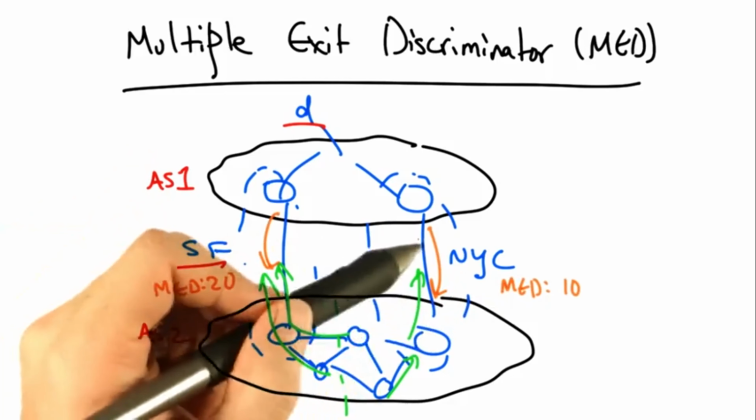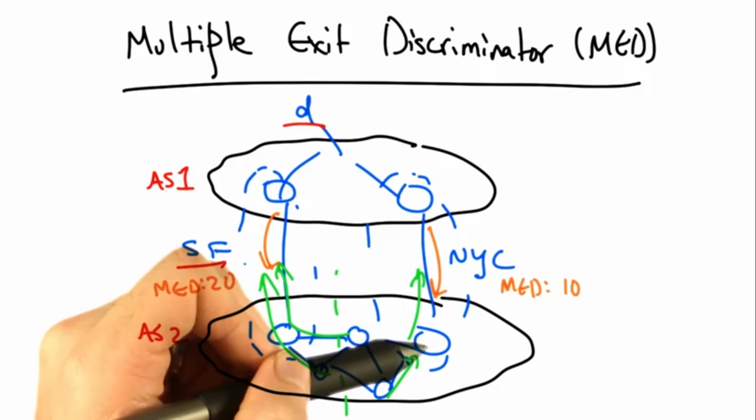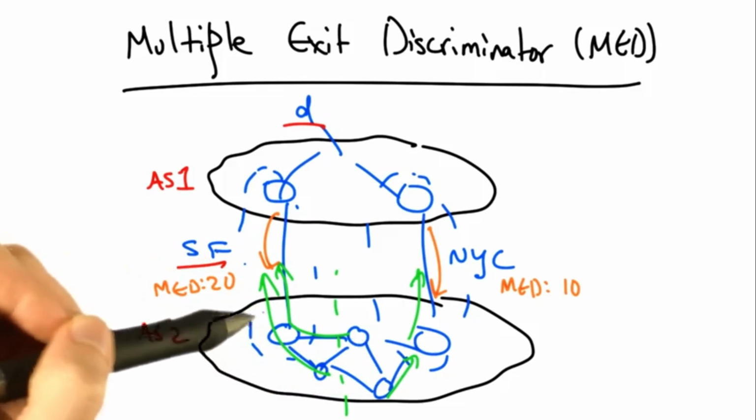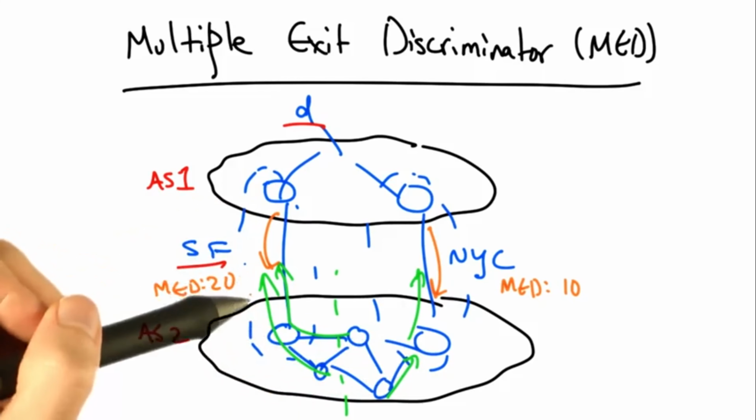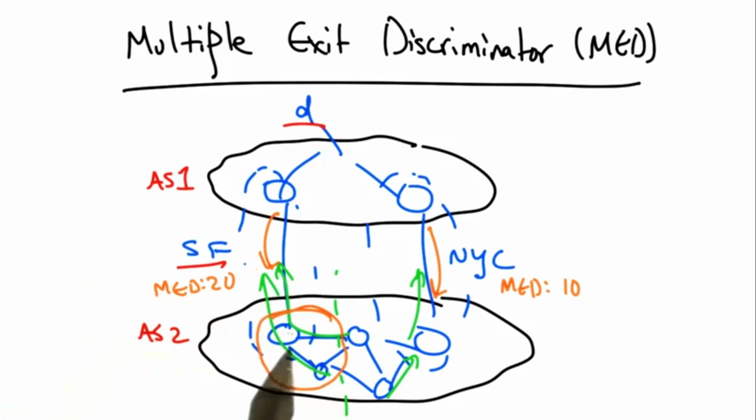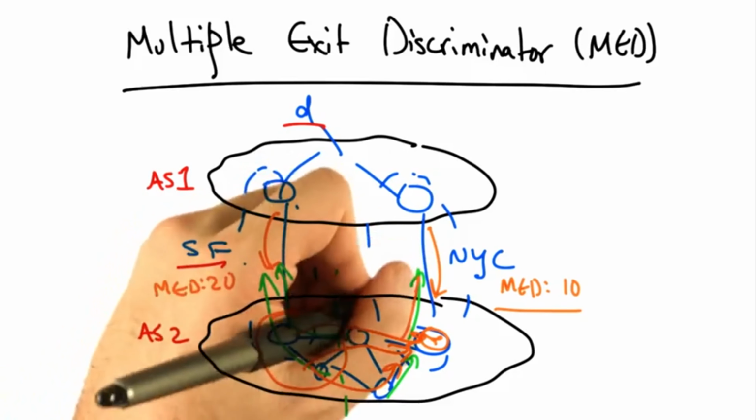For example, if the MED value on the route learned at the border router in New York was 10, and the MED value for the route learned from the router in San Francisco was 20, then instead of performing hot potato routing, all of these routers that would ordinarily be closer to the San Francisco egress would instead pick the route learned via the New York egress, because the preference for a lower MED value comes before the preference for a next hop with the lower IGP path cost. So all of these routes would instead be carried over AS2's backbone network and exit via New York.